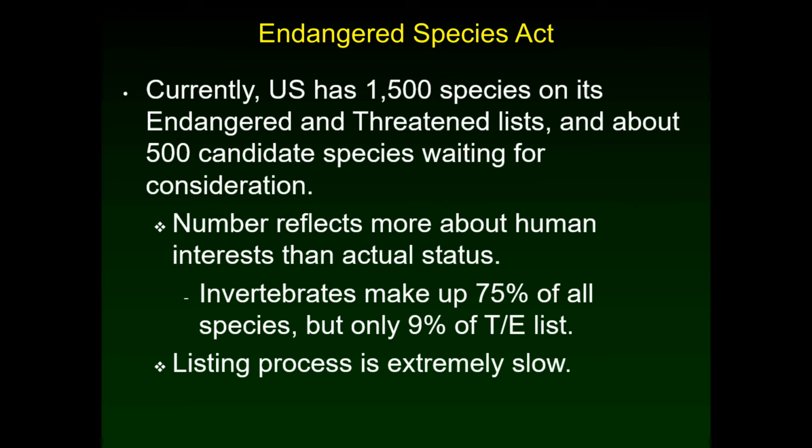The listing process can be extremely slow. The reason being is because you have to enforce a lot of this stuff that's out there. Imagine if mosquitoes became an endangered or a threatened species and it became illegal to just swat them. It becomes very difficult to kind of enforce those rules.